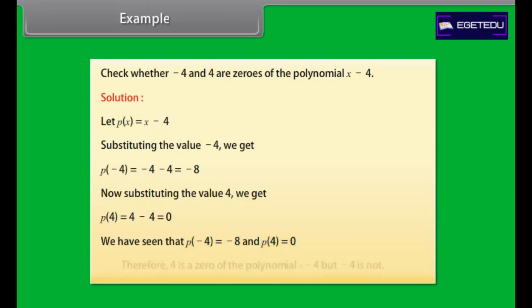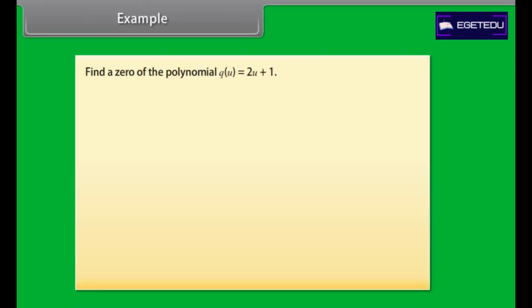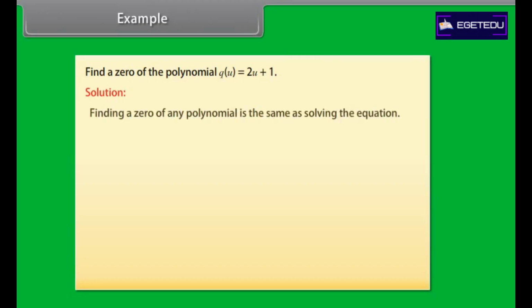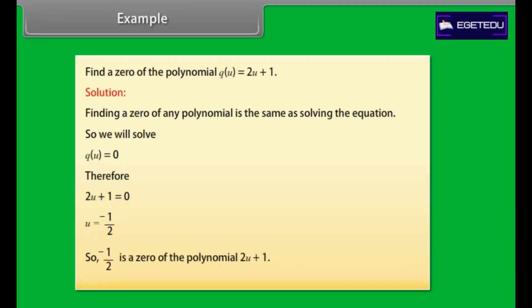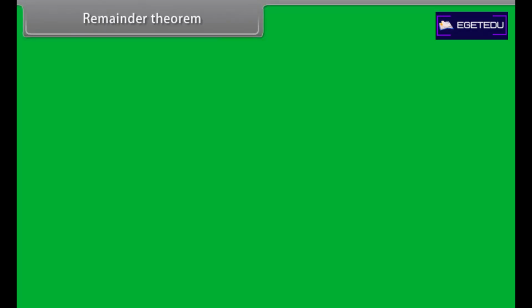Solution. Let p(x) is equal to x minus 4. By substituting the value minus 4, we get p(minus 4), which equals minus 4 minus 4, which is equal to minus 8. Now substituting the value 4, we get p(4) equals 4 minus 4, which is equal to 0. We have seen that p(minus 4) is equal to minus 8 and p(4) is equal to 0. Therefore, 4 is a zero of the polynomial x minus 4, but minus 4 is not.